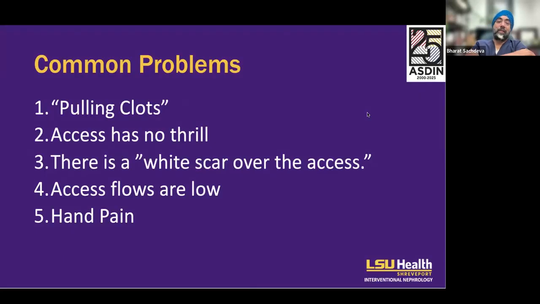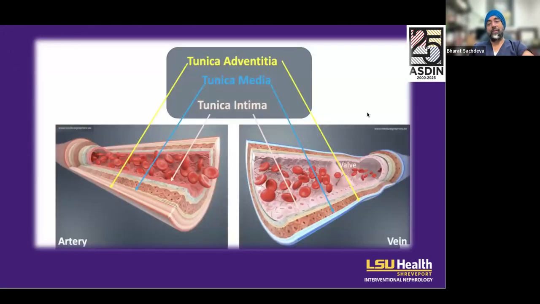So some of the common problems that I hear all the time are what you pointed out earlier: clotting, or pulling clots out of this access, or there is an erosion or a scar over that access, and how should I proceed? The access flows are low, and how do we monitor those? Or the patients may have hand pain, or they have neuropathy versus severe pain when you cannulate, or even without cannulation. So all of these problems are chronically seen in patients who've been on dialysis.